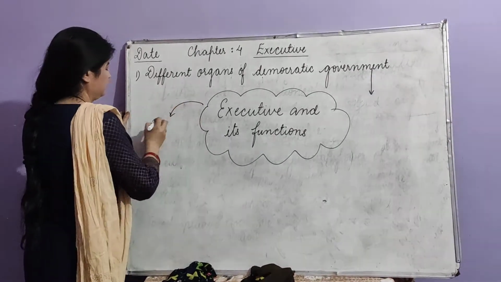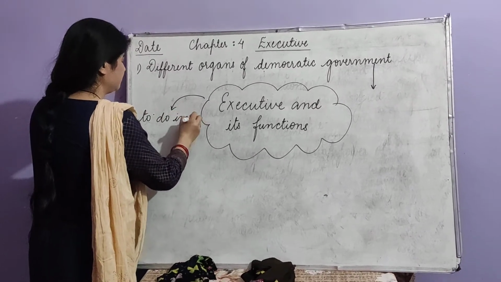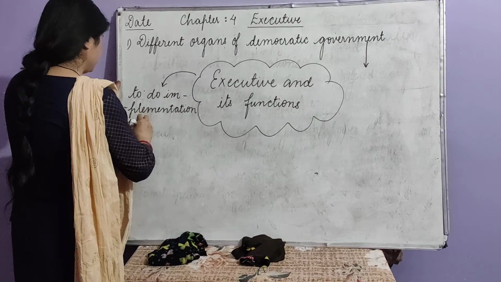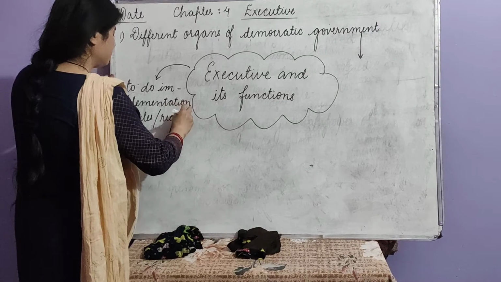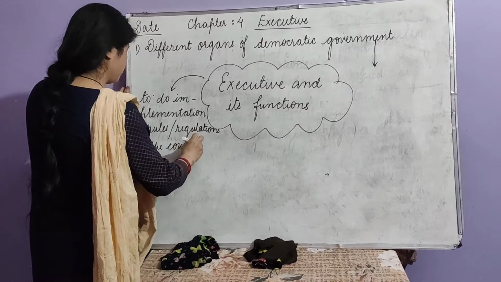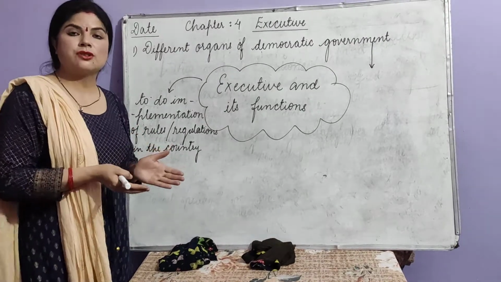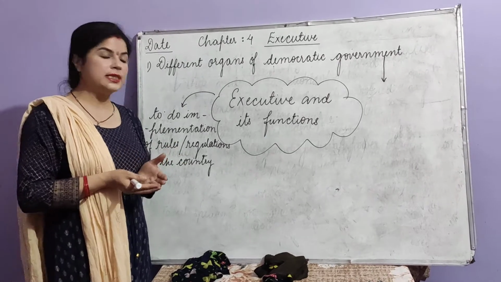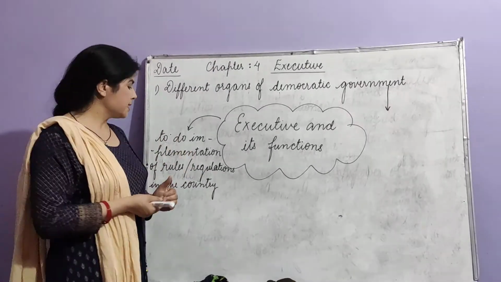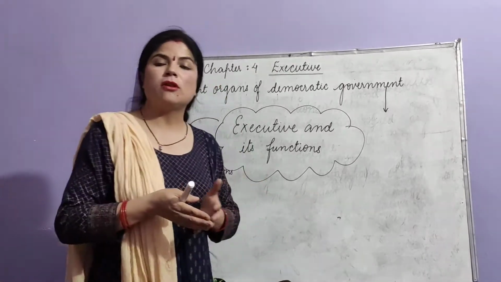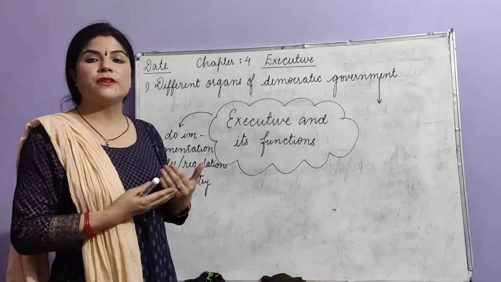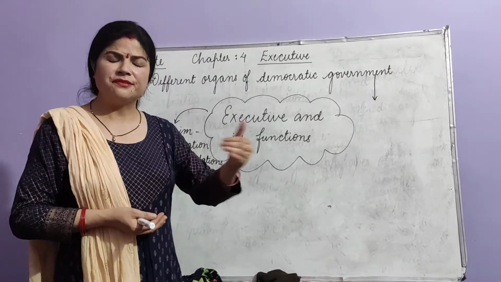First is, already we have discussed, to do implementations of all the rules and regulations in the country. Students, this is the most important function of our executive. Executive has the responsibility to do implementation of all those rules and regulations which are framed by legislature. Executive works to do the implementation of these rules equally for all the people in the society. All the people should get proper rules and regulations. This is the duty of executive to observe, to supervise in the society at different levels.